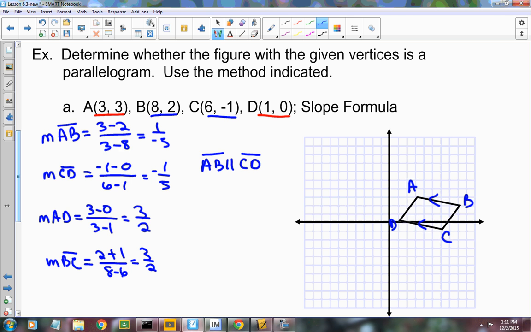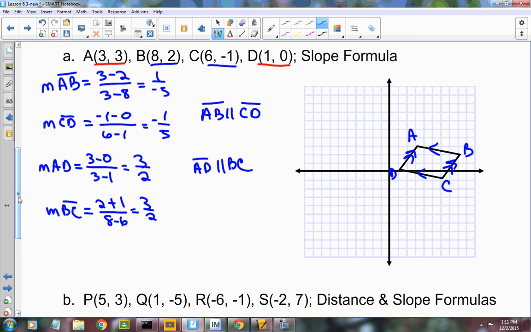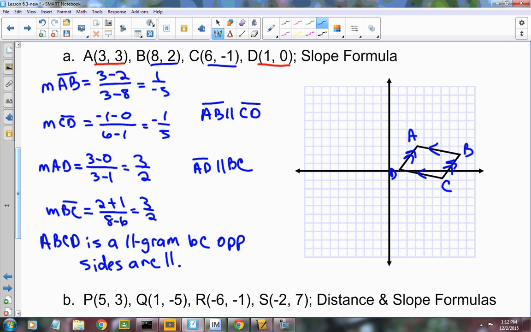So are those parallel? Yes, they have the same slope. So AD is parallel to BC. So is this a parallelogram? Yes. Why? Opposite sides are parallel. So ABCD is a parallelogram because opposite sides are parallel.